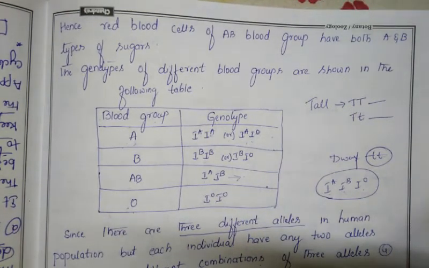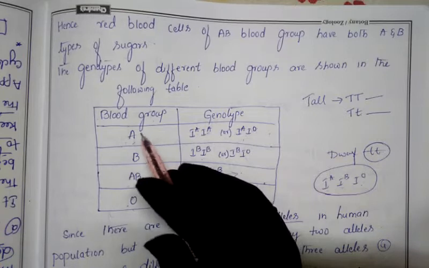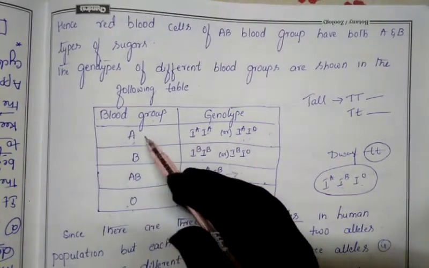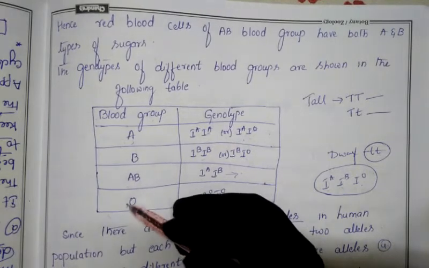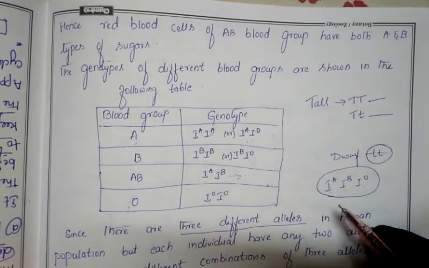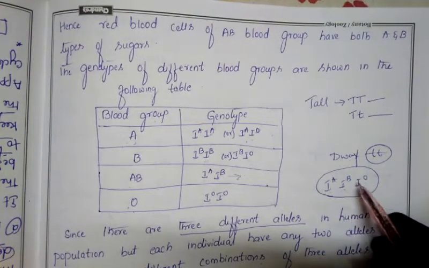In our previous class, we discussed the different types of blood groups. In total, 4 different blood groups are present: A, B, AB, and O. For these 4 blood groups, how many types of alleles do we get? 3 different alleles: IA, IB, and IO.